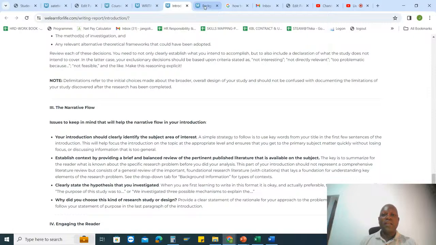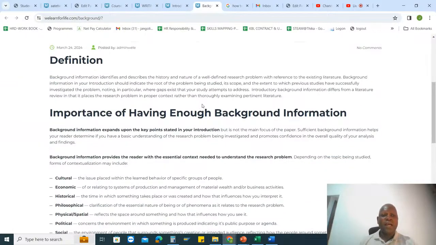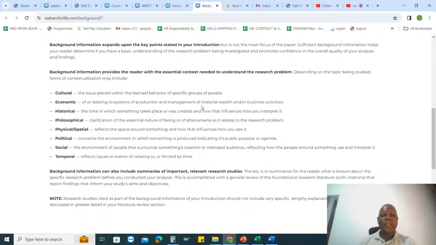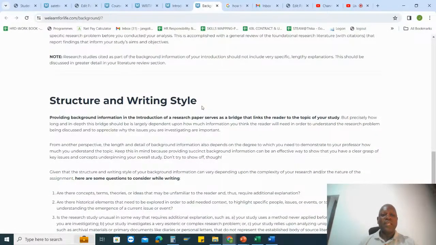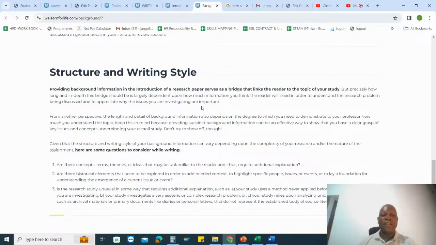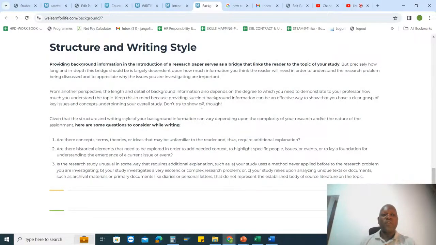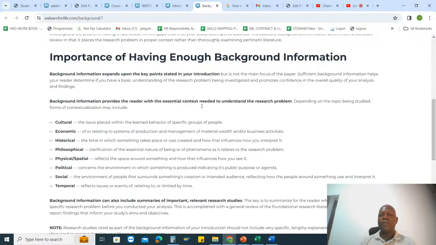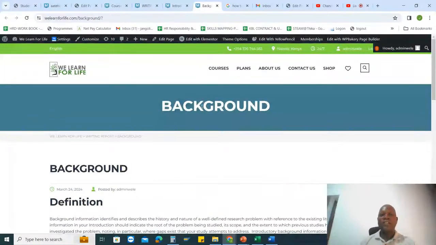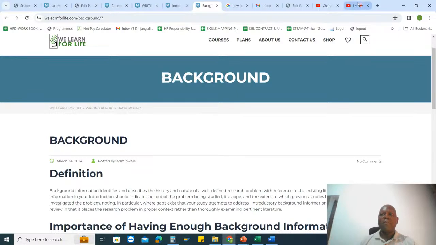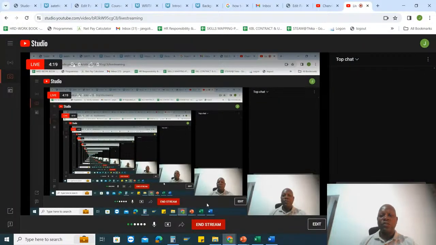Then the background bit, we have also covered it here. We have given the importance of the background. The information herein helps to expand upon the key points stated in the introduction. The background has a structure that needs a style that is very, very focused. Again, you'll go through this, and it provides information in the introduction of a research paper or a report that helps you to become better. Therefore, please go through this before you respond to the next question.